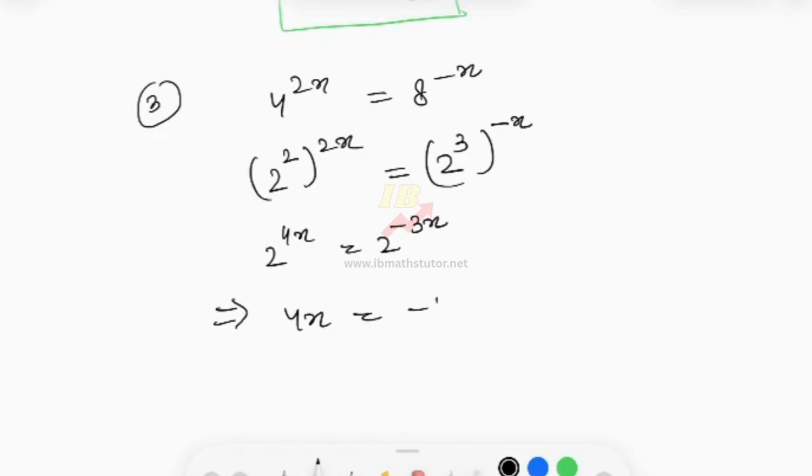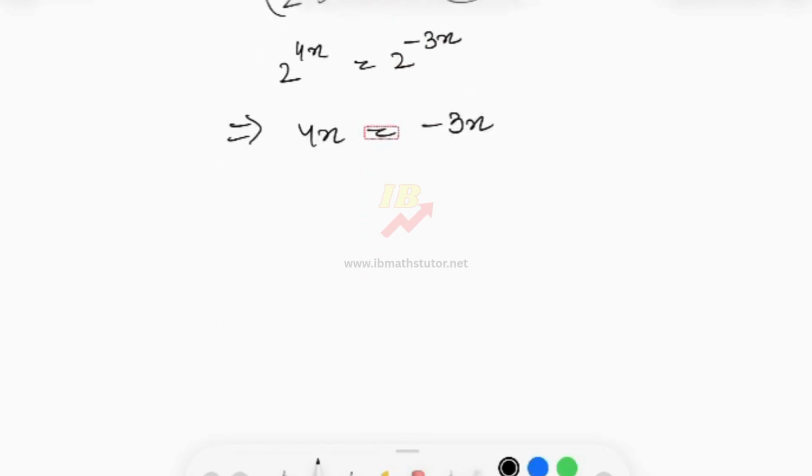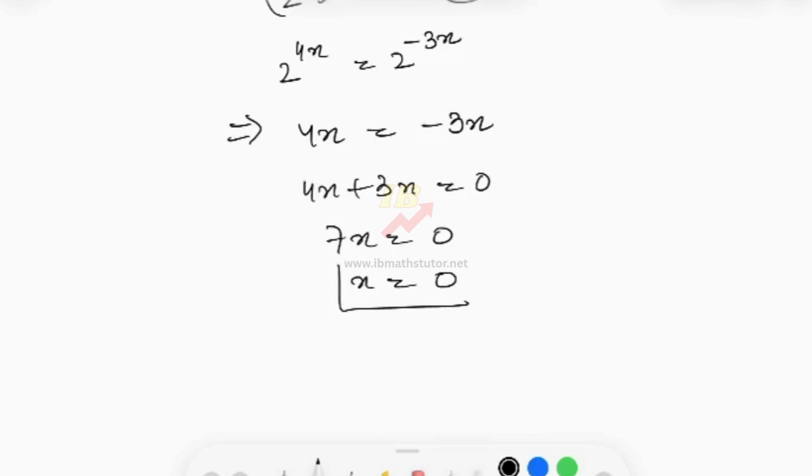4x is equal to negative 3x, right? And now I can say that 4x plus 3x is equal to 0, so 7x is equal to 0, so x comes out to be 0. 0 over 7 doesn't mean anything, so we are simply going to write it as 0.